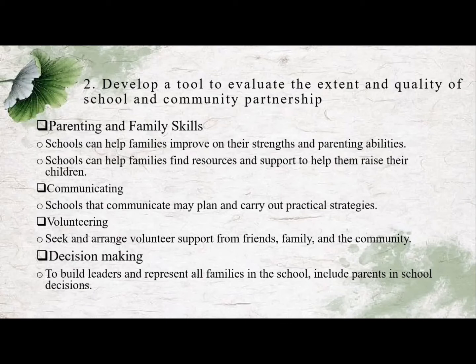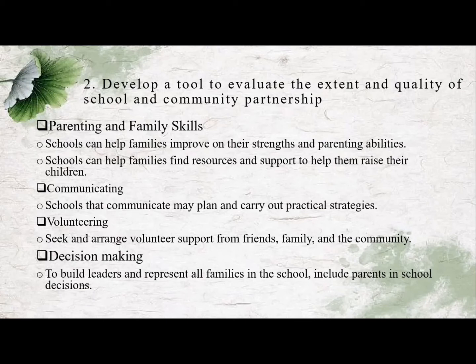Ask families about their children's strengths, goals, and learning styles. Schools can help families find resources and support to help them raise their children. Communicating: schools that communicate may plan and carry out practical strategies. Volunteering: seek and arrange volunteer support from friends, family, and the community.